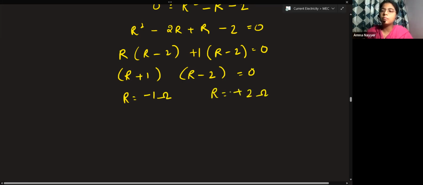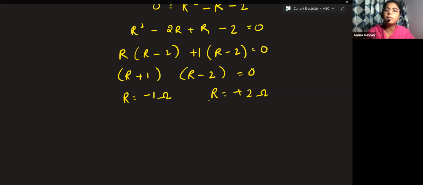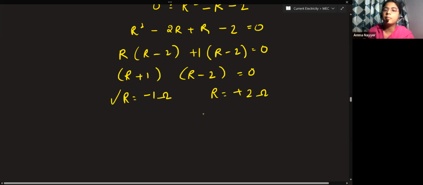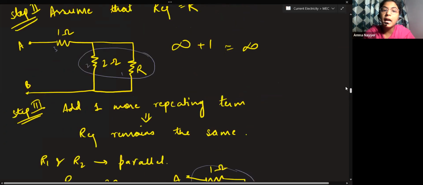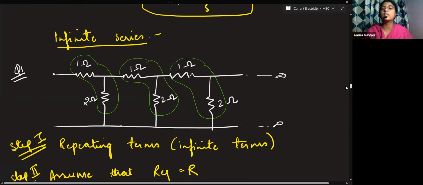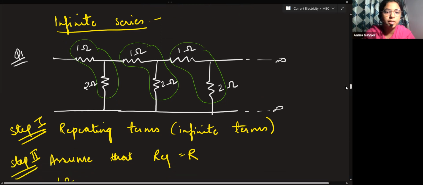Out of both of these, which one should I choose? Minus 1 ohm or 2 ohm? 2 ohm, because resistance cannot be negative. So this one gets eliminated and our final answer is 2 ohm. So see, our capital R is 2 ohm. Capital R was the whole answer of this, meaning the equivalent resistance of this infinite circuit. Clear? Start writing down, and wherever you get stuck, just ask me in between.